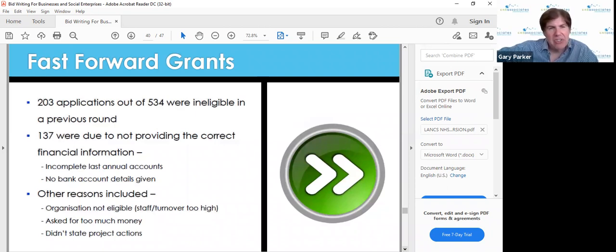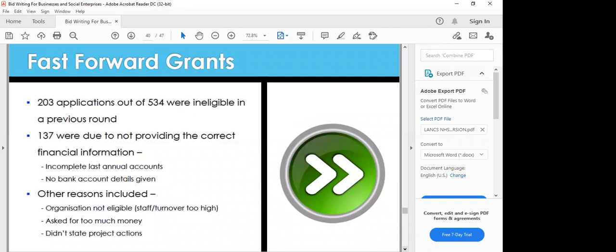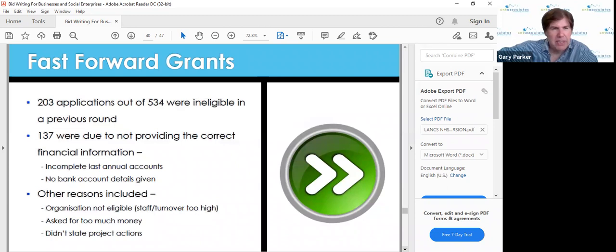Another one was no bank account details given. So obviously, if you're not doing that, they can't pay you. But this particular fund was supported by big accountancy firms. So, you know, finances they take very seriously. Other reasons included organisations weren't eligible for various reasons, or asked for too much money, because some funders operate what's called procurement rules. So in other words, they're unlikely to give you more than 40% of your annual income or estimated income. So especially if you're a new organisation, you really need to take that into account.